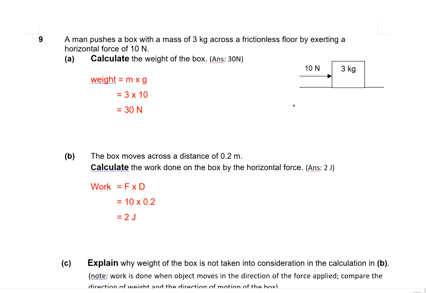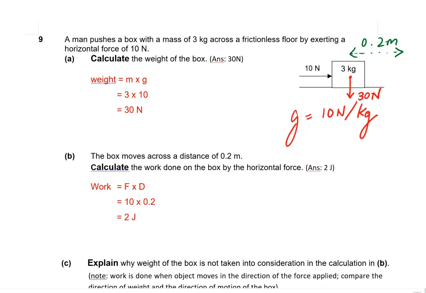Okay, so this is something that you need to know. The g on Earth is 10 newtons per kilogram, and I'm able to calculate that it's 30 newtons. So this weight is actually acting downwards, 30 newtons. Okay, then the question says the box then moves a distance of 0.2 meters. So it moved 0.2 meters, and calculate the work done on the box by the horizontal force.